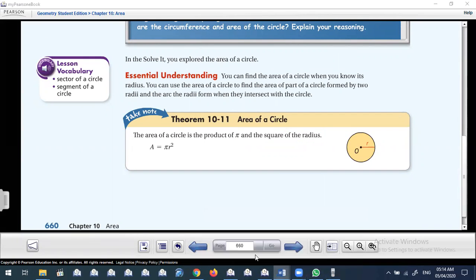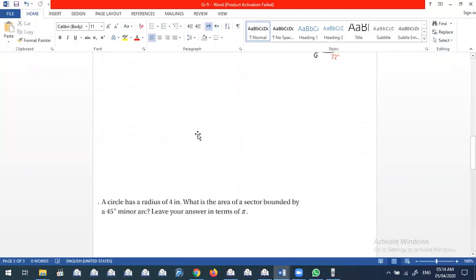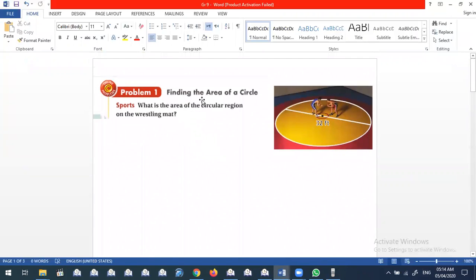Here we have: find the area of the circle. What is the area of the circular region on the wrestling mat? Here we have a circle and we have the length of the diameter. This is the diameter, not the radius. The radius is the distance from the center to any point on the circle. This is a radius and this is also a radius. But here we have the diameter. So how can we find the radius from the diameter?